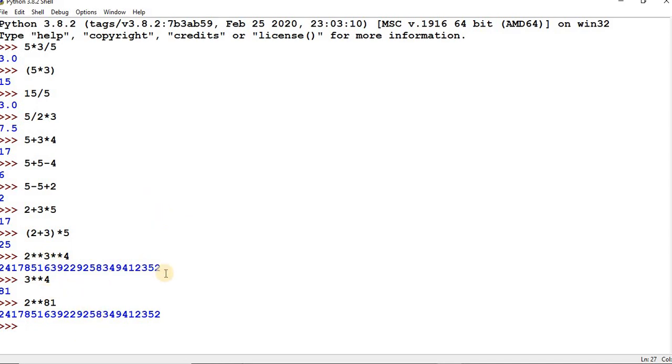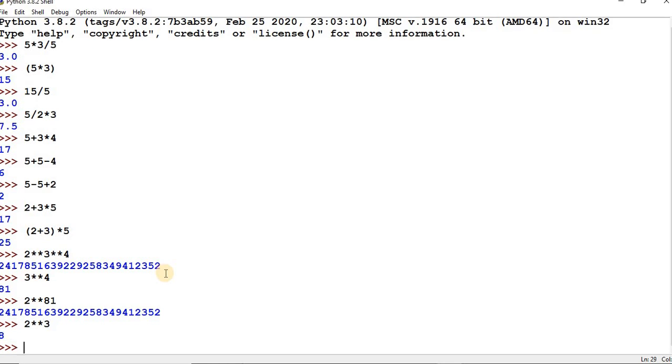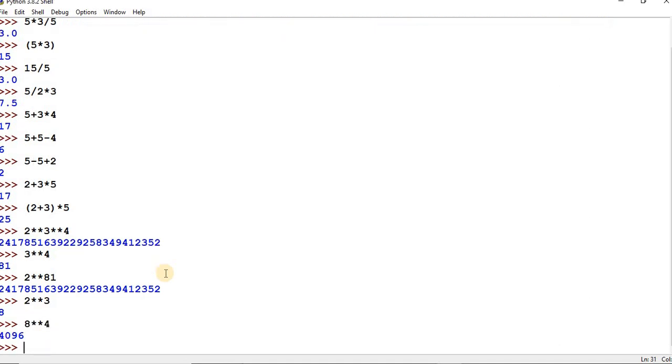But when it evaluates from left to right, 2 to the power 3, you will get 8, and 8 to the power 4, the result is 4096. So you can easily understand that when more than two exponent operators are used in an expression, it always evaluates from right to left. This exception applies to this operator only.